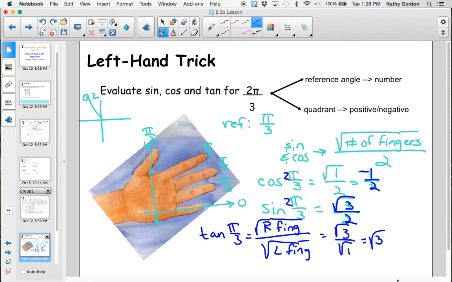And even for the axes, it works. Because if I put down the thumb for pi over 2, what's to the right now? Left, your left, sorry. Right? This is your right. I'm so bad. Right? No, this is left.